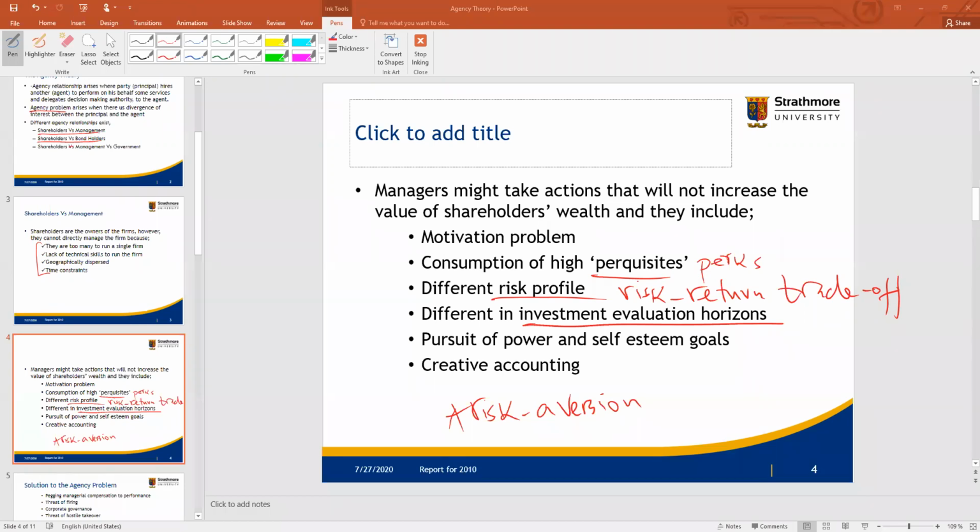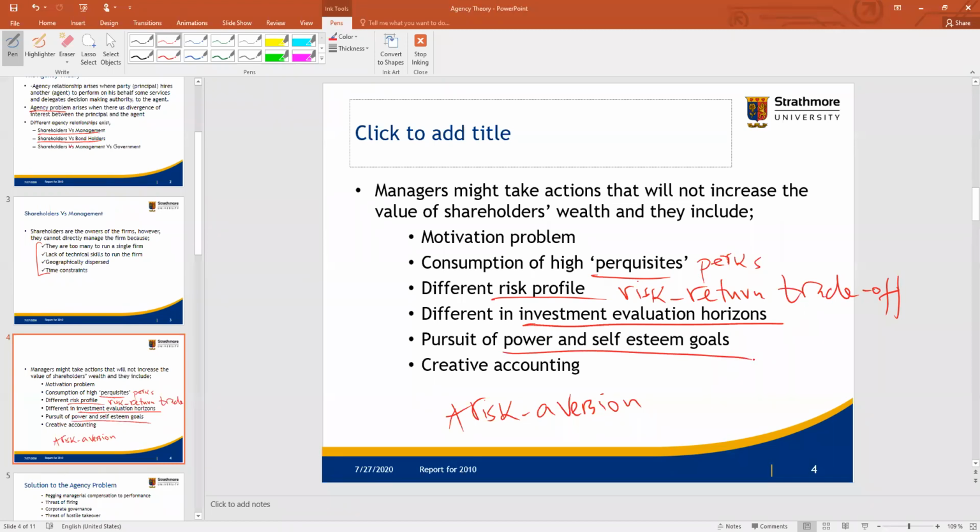The difference in the investment evaluation horizon, where the managers may end up investing in short-term projects, but shareholders want investment that goes beyond the life of the managers' contract period, for sure. Then we have the pursuit of power and self-esteem goals.